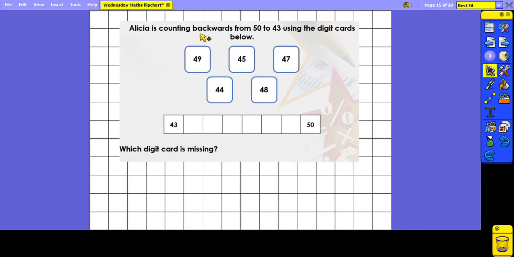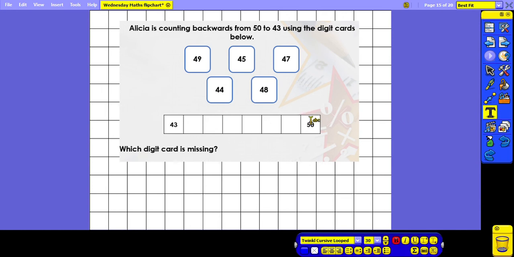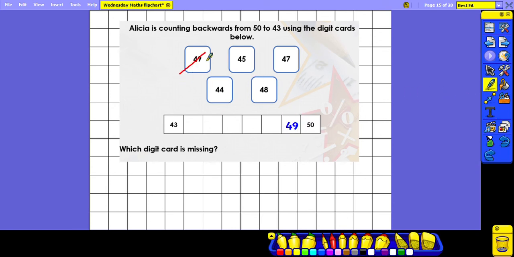Alicia is counting backwards from 50 to 43 using the digit cards below. So here are the digit cards. Which digit card is missing? Okay, so we can use the digit cards to fill in the gaps in the number track and work out what the missing digit card is. So starting on 50 and we are counting backwards. So if we count back 1, that is 49. And we've got that digit card here, so we can cross that off.